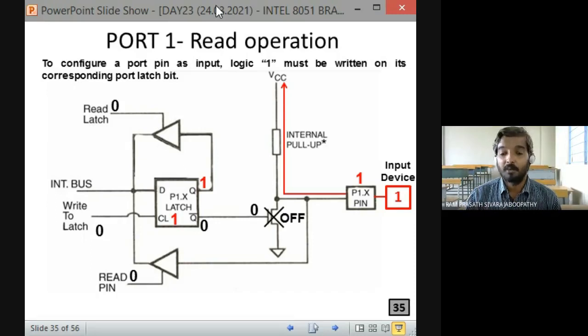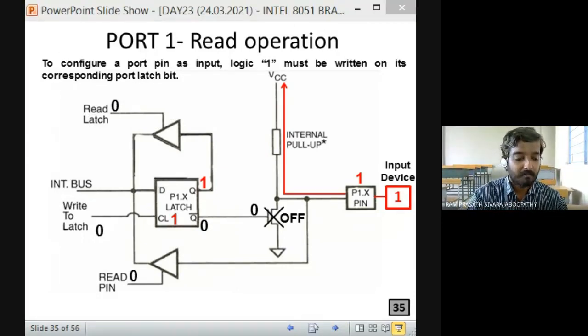Fine. That's why it is called as quasi bidirectional port அப்படின்னு சொல்றோம். Fine. Now இப்போ logic 1 இங்க இருக்கு. இப்போ நான் ஒரு இன்ஸ்ட்ரக்ஷன் எக்ஸிக்யூட் பண்ண போறேன். என்ன அப்படின்னு பாத்தீங்கன்னா move c, p1.0. What about this particular operation? Read operation or write operation? Port பின்னன்ல நான் ரீட் பண்றேனா இல்ல ரைட் பண்றேனா?